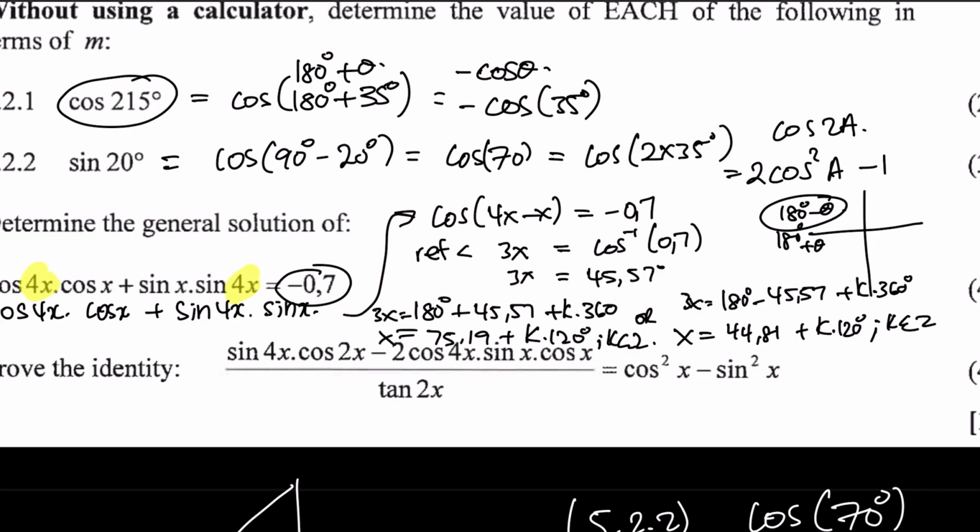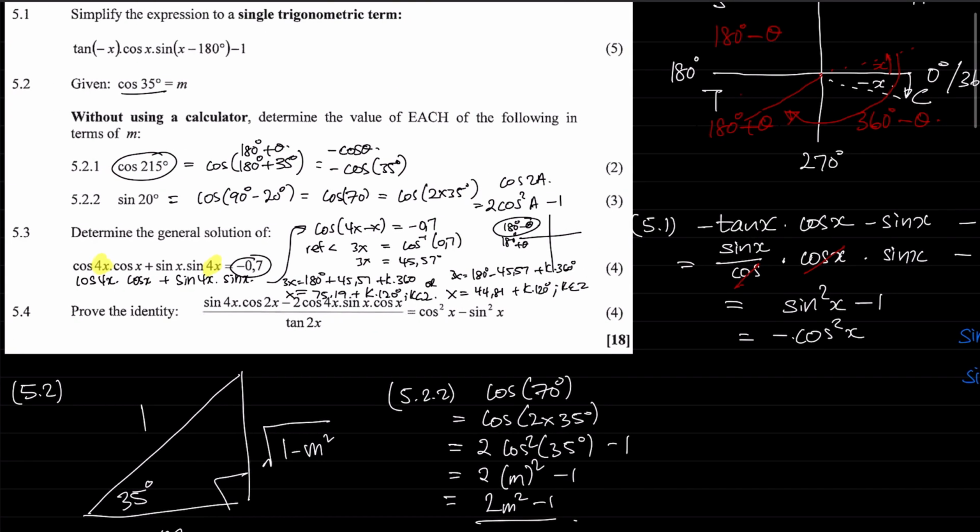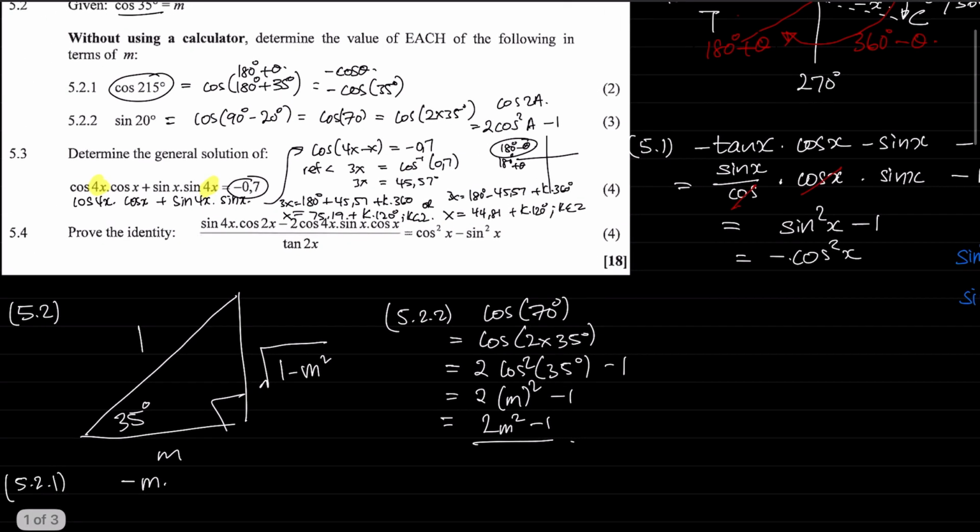All right. Now that should leave enough space for the last question. The last question says prove the identity: sine 4x times cos 2x minus 2 cos 4x times sine x times cos x, over tan 2x. Now, you can start with either side. You prove the left side equals the right side, or the right side equals the left side, but you cannot work with both of them at the same time.